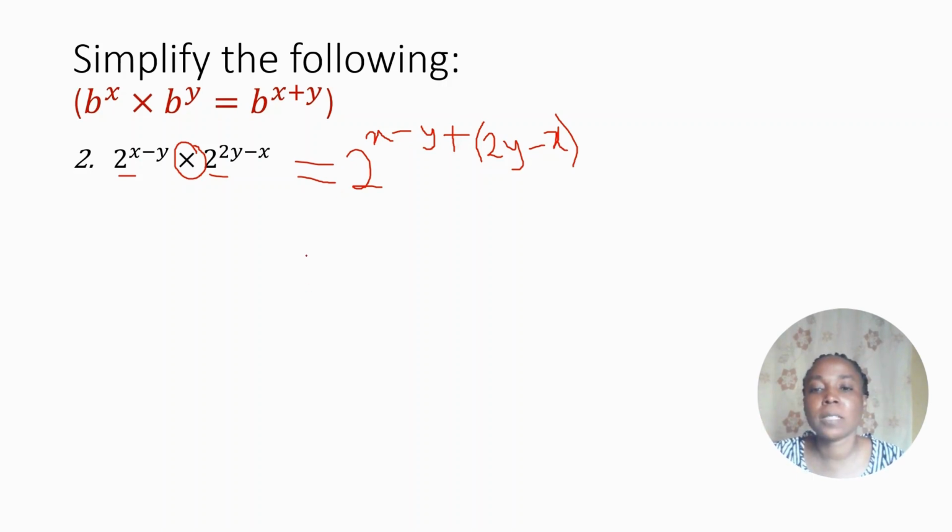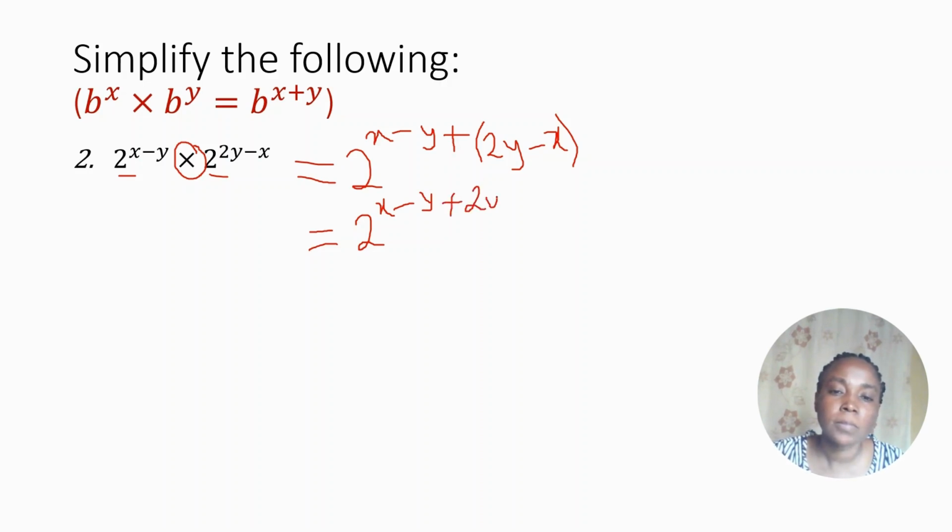So let's solve this. We should learn to expand brackets right here. So this is 2 raised to power x minus y plus, now plus times plus is plus, so this is going to be plus 2y. Then plus times minus is a negative sign, so it's going to be minus x. Now, can we solve our simple algebra? Don't tell me you are afraid to solve algebra. Algebra is very simple. So let's go.